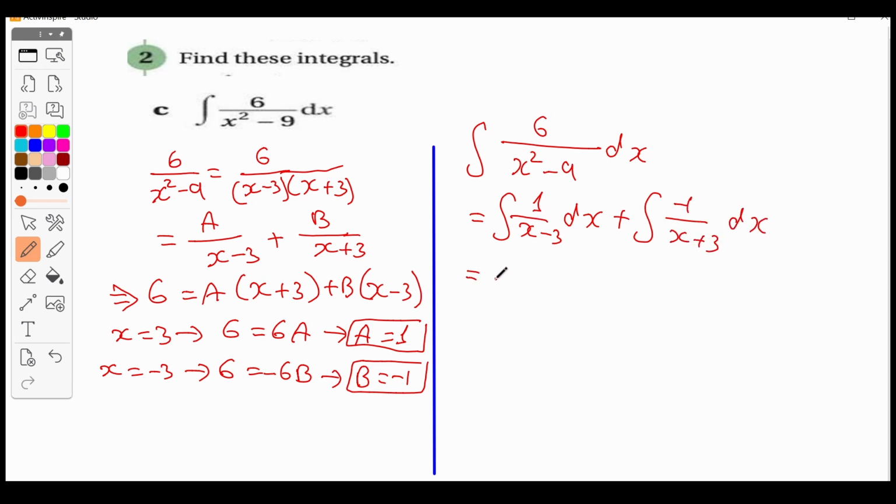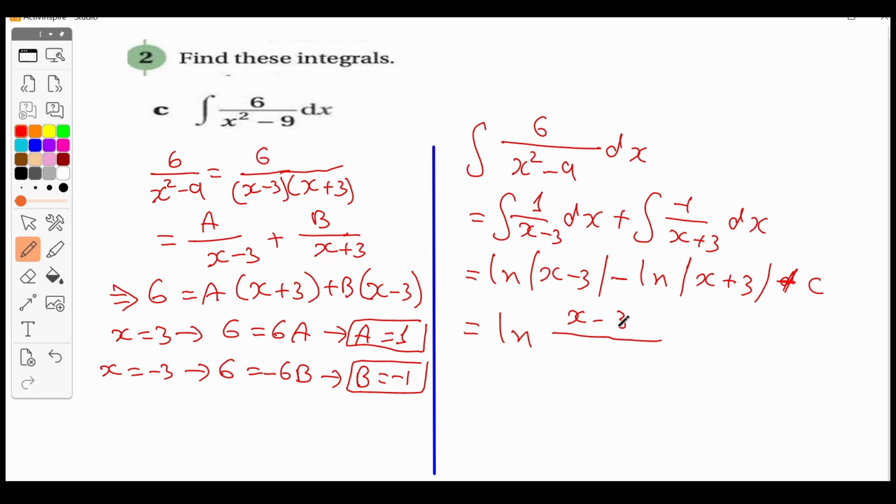The answer of this is a ln of the modulus of x minus 3, and here minus 1. If you take it outside, it will be minus a ln of the modulus of x plus 3 plus c. A ln minus a ln will be a ln of the modulus of x minus 3 in the top, because a ln minus a ln means a ln of division, x minus 3 in the top, x plus 3 down, modulus, then plus c.